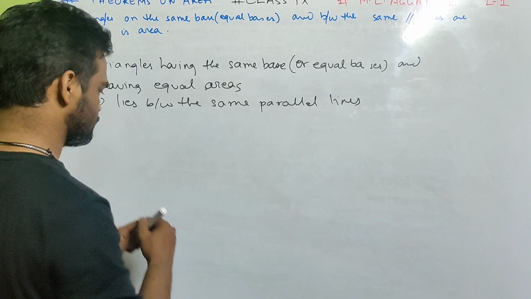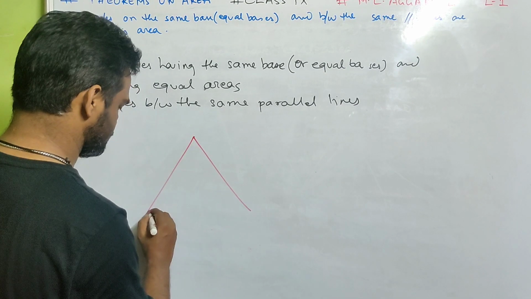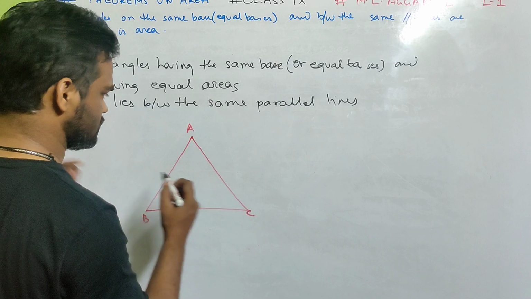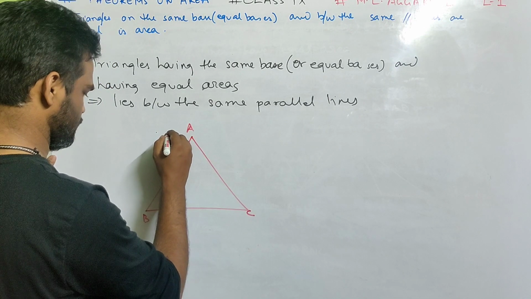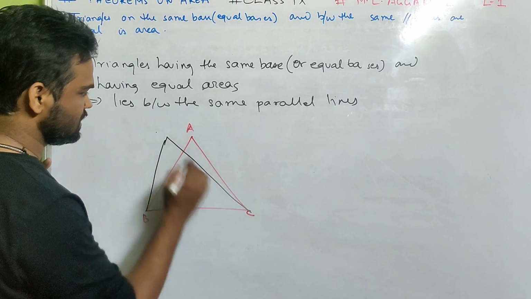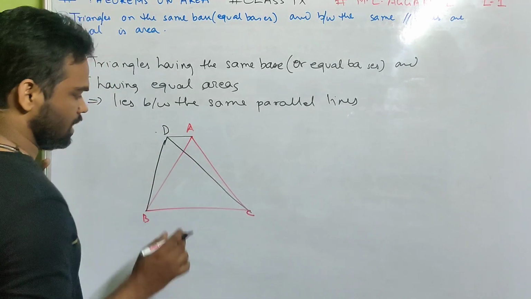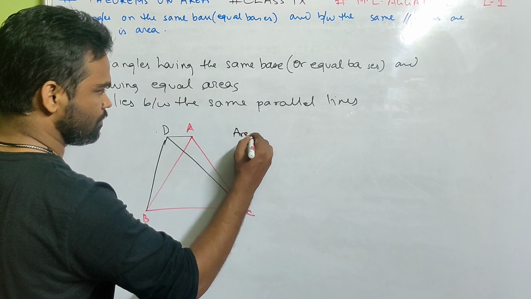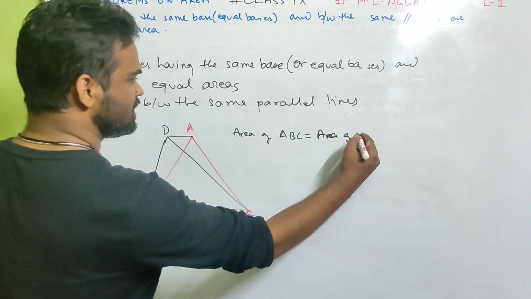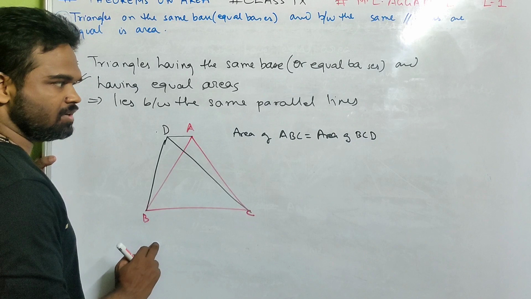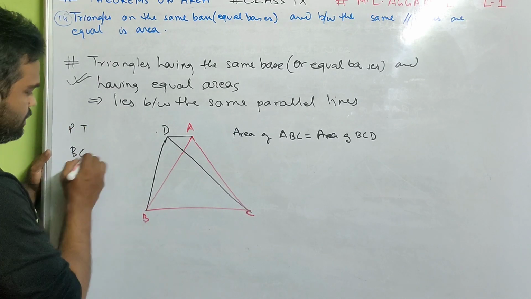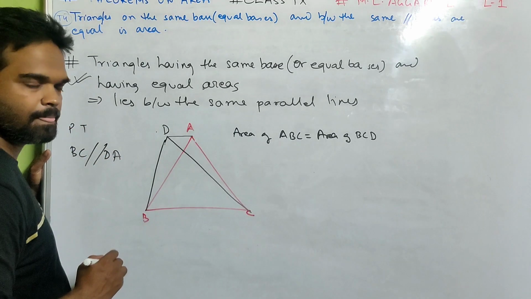Suppose we have a triangle ABC and we have another triangle, suppose BCD, and the area of both the triangles is the same. Area of ABC is equal to area of BCD. They have the same base BC. We need to prove that BC is parallel to AD. Prove that BC is parallel to DA or AD, whatever. How do you prove this?